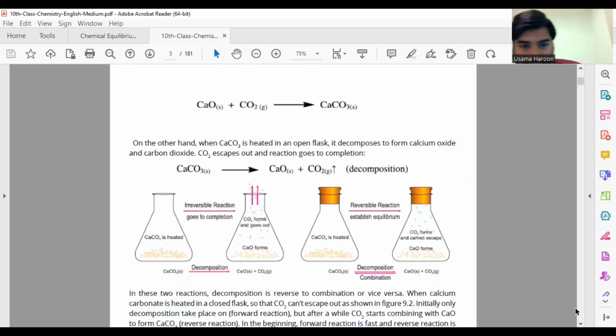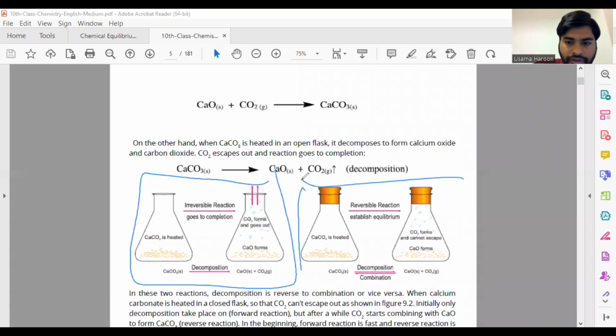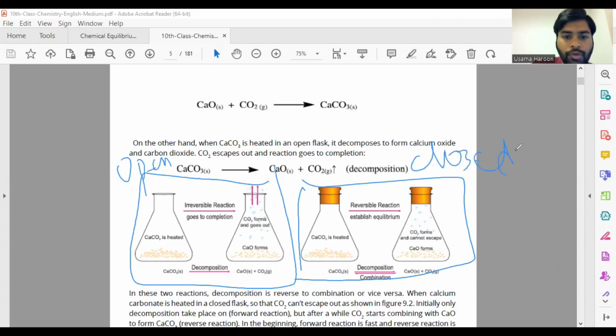This is a conical flask again. As you have seen in the first process, let me just annotate the screen. This is the first process, and this is for the second process. This is for the open system, and this is for the closed system. Whenever we heat the calcium carbonate molecules, they produce calcium oxide and carbon dioxide.